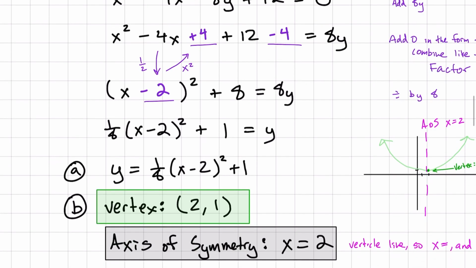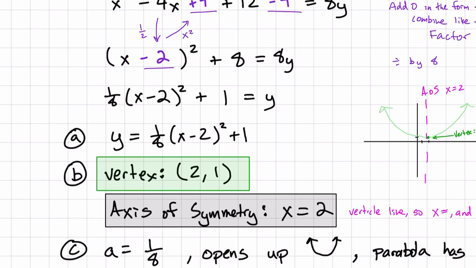All right, so the 12 and the negative 4 give me 8. And so I have x minus 2 squared plus 8 equals 8y. Then in order to solve for y, I divide everything by 8, and I end up with y equals 1/8 times x minus 2 squared plus 1.